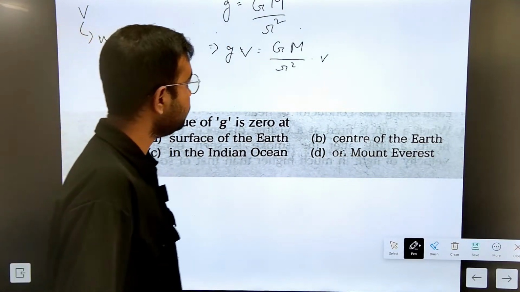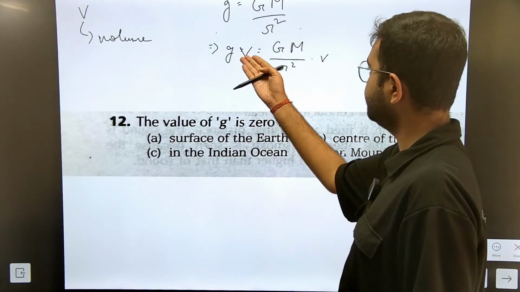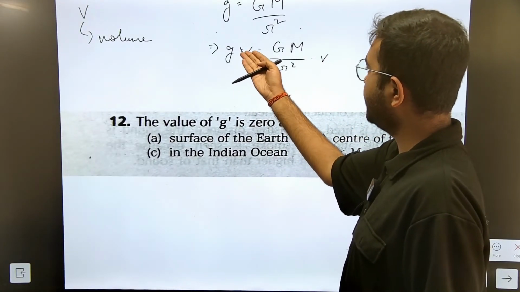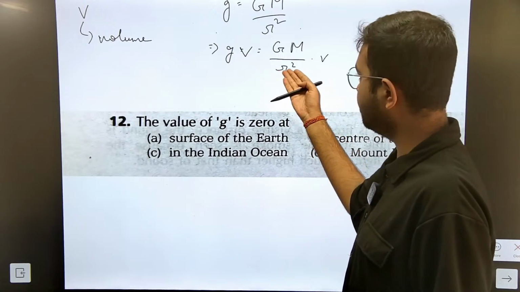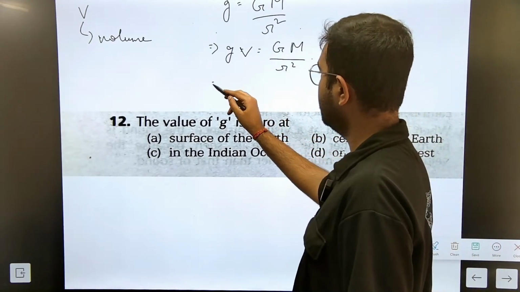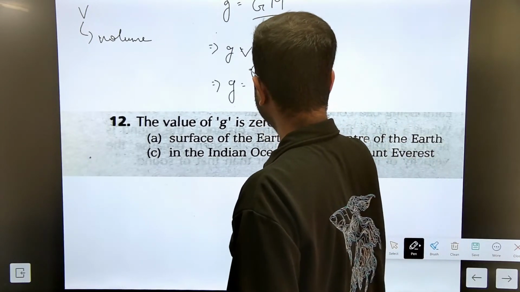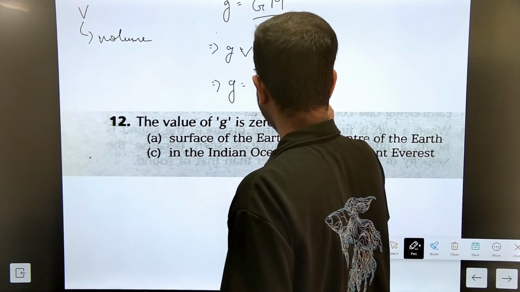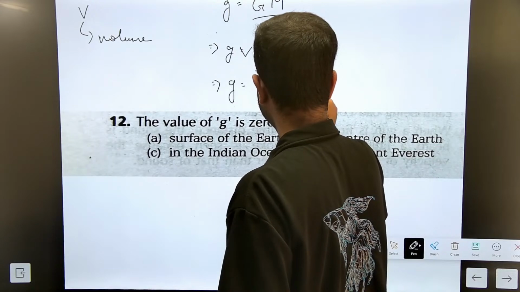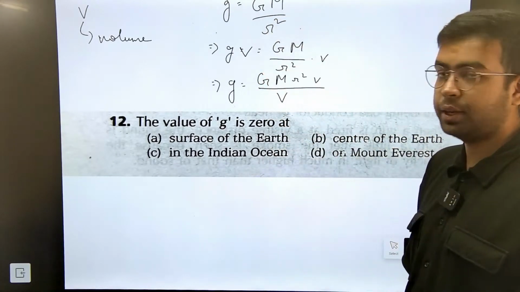Now let's bring this V down here. Okay, the volume, let's bring the volume down here. What do we get? g equal to G M by V, times V by r square. This is what we get, right?